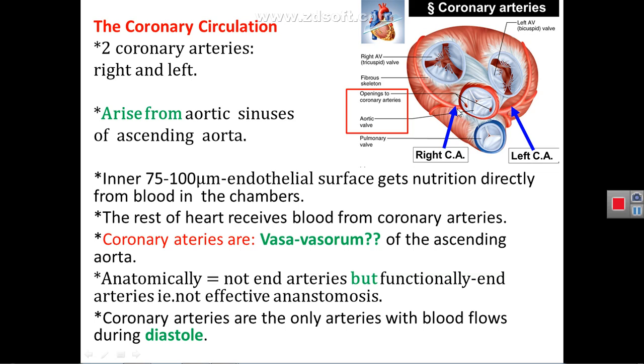You can imagine that the coronary arteries and their branches are inside the myocardial wall, the heart muscle. And so when the heart muscle contracts during systole, blood cannot flow into the coronary arteries, and the main blood flow into the coronary arteries occurs during diastole, in which the heart muscle is relaxing.